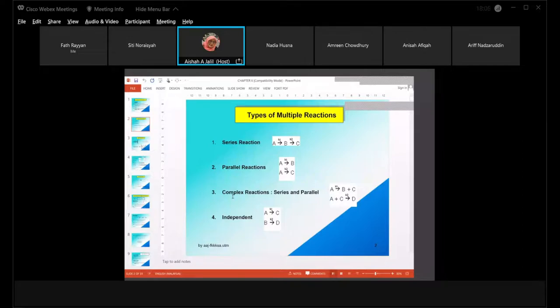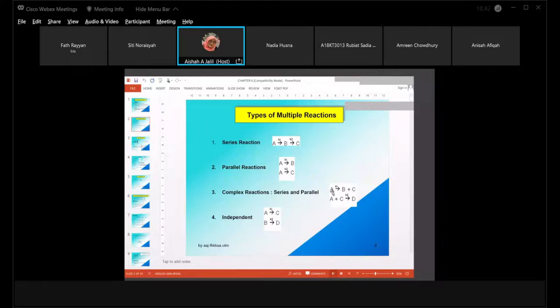And then we also have complex reaction, a mix of series and parallel reaction. This is reaction 1 and this is reaction 2, and you can imagine they are in one reactor. A will produce B plus C, and at the same time, A will react with C to produce D. This is what we call complex reaction.